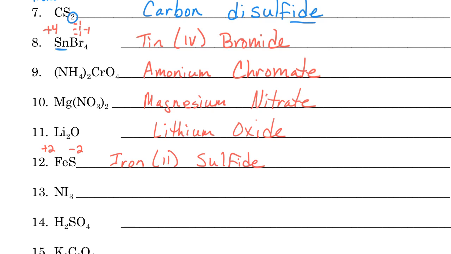Here we have nitrogen and iodine. These are both nonmetals, so this is a molecular compound. So all I'm going to do is name the first element, nitrogen, and because there's 3 of the iodine, it's going to be triiodide.